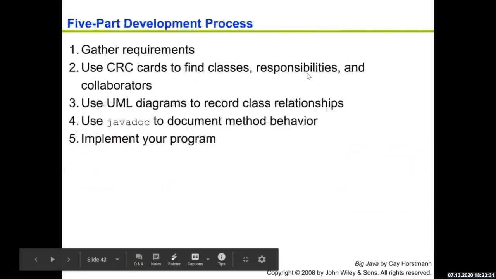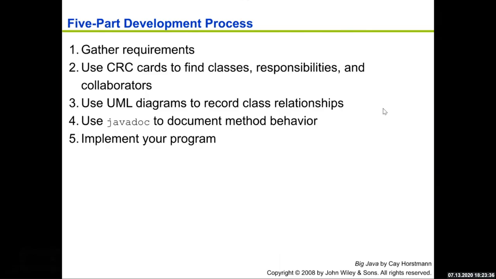So the five-part development process. First, we have to gather requirements. Then we write out our CRC cards to get the classes, responsibilities, and collaborators. Then we make a UML diagram to record class relationships. Then we use JavaDoc to document method behavior. And then we implement our program.